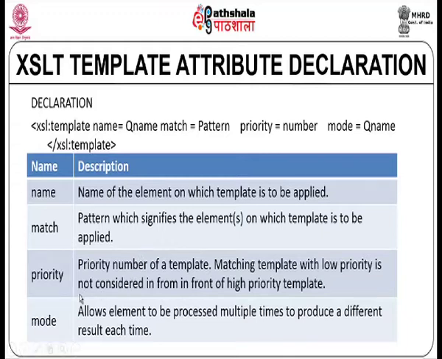Priority is another attribute you can set. The priority number of a template determines what priority is to be given to the current template. So, if the priority is very low, then it is not considered in front of other higher priority templates. And there is another attribute called mode. It allows the element to be processed multiple times to produce a different result each time.